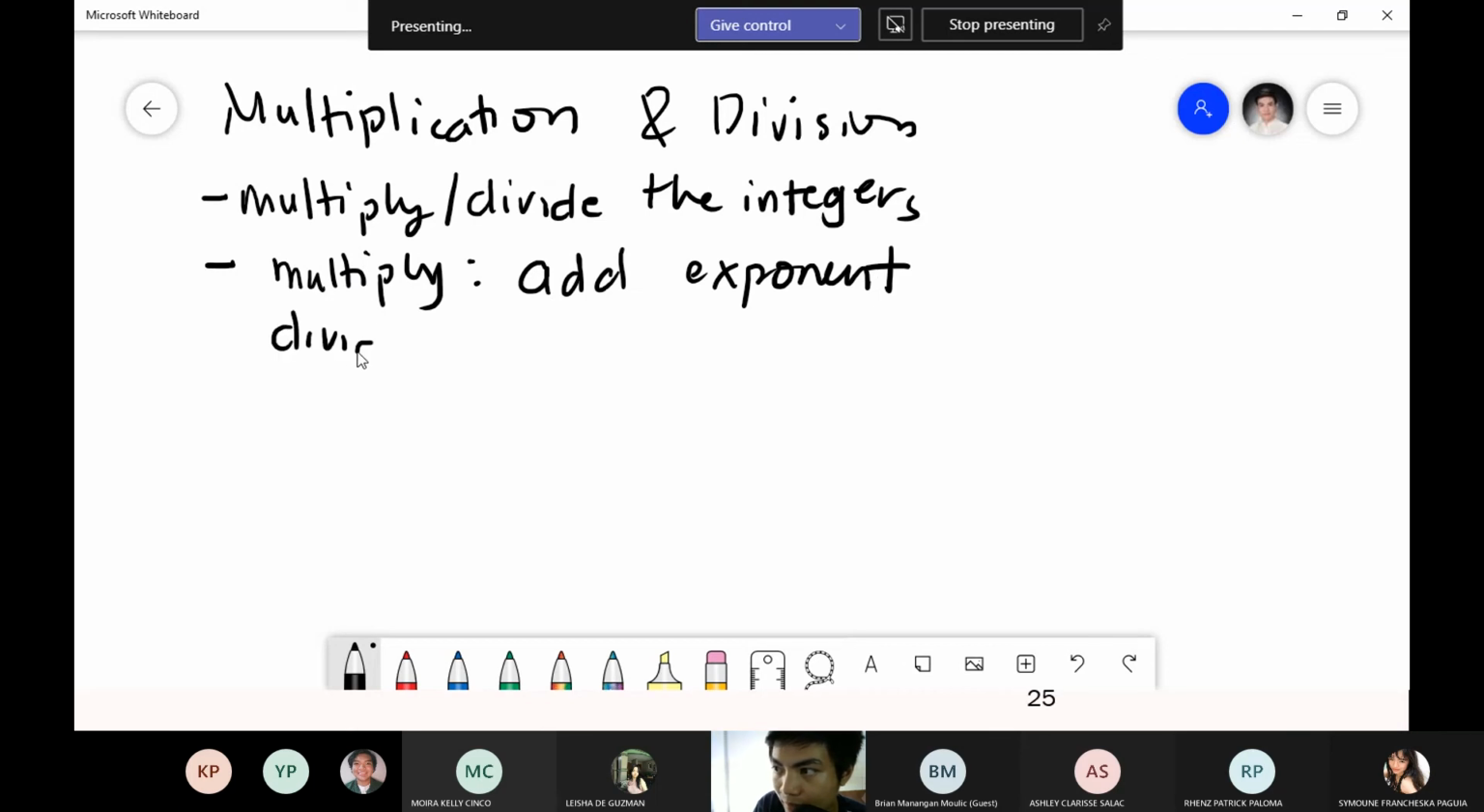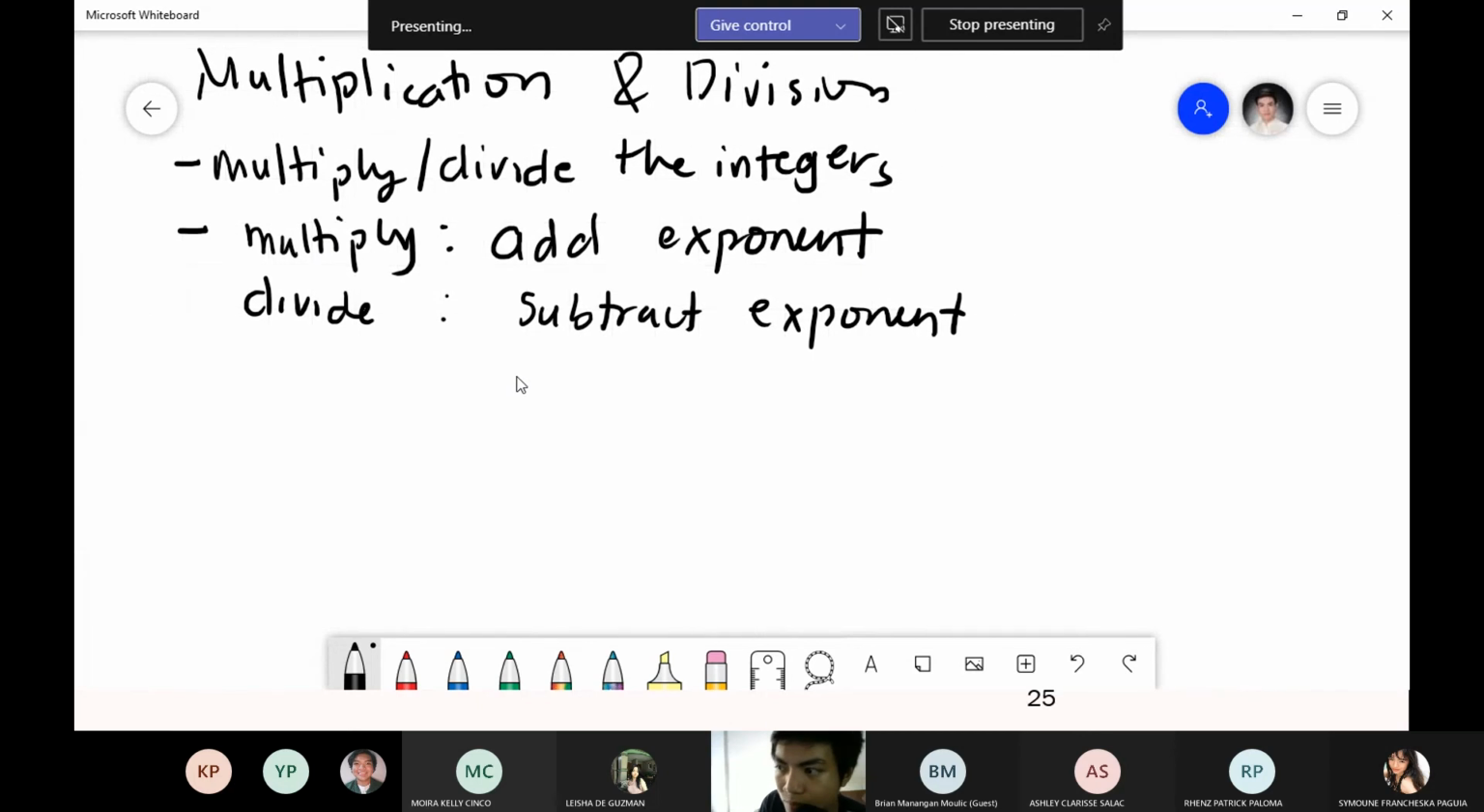Kapag divide, subtract exponent. Okay? So, ibig sabihin, hindi na kailangan parehas yung exponent. Kailangan lang i-add mo sila at i-subtract. Okay? So, to give you some example, since madali lang to, dalawa lang bibigay ko muna.